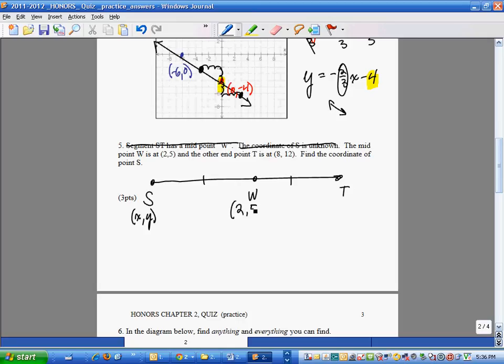Find the coordinates. Okay, so one way to do this is to take a look here. We don't know the distance between this unknown number and 2, but we do know the distance between 2 and 8. It is 6 units, because 8 minus 2 is 6. So that means the distance going this way must also be 6, because of the definition of a midpoint.